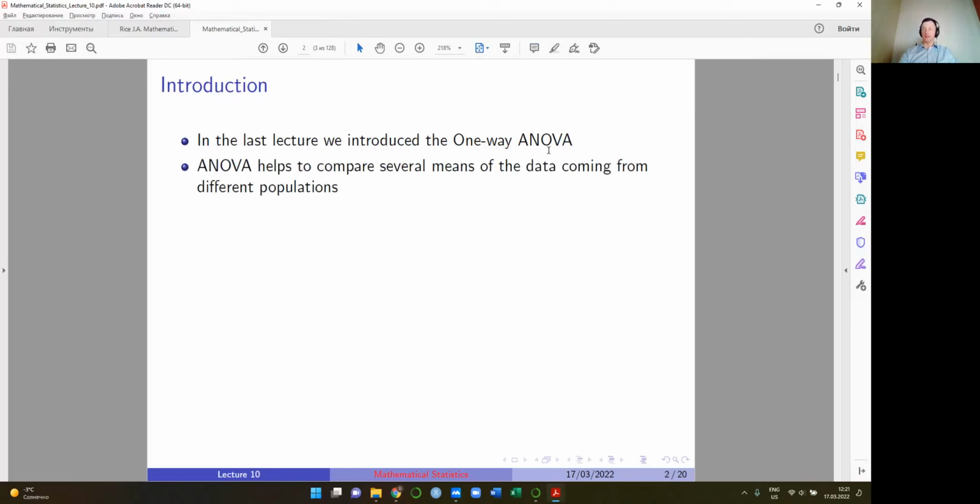Well, the idea is that with the help of ANOVA, we are able to compare several means of the data for different populations. So we split all our observations according to some qualitative criterion. In our example, it was different oil wells, and the numerical or quantitative measure was the daily extraction in tons.